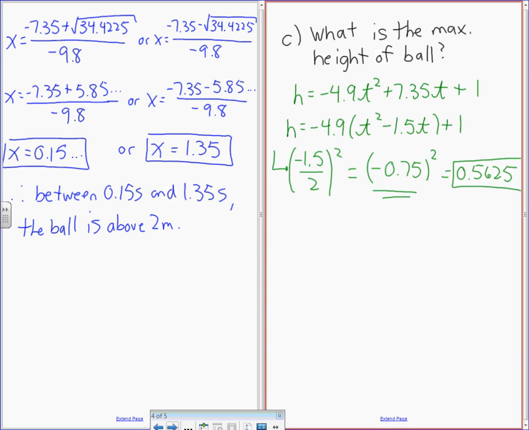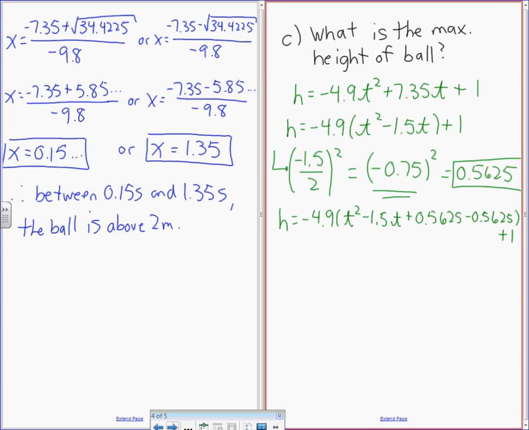Alright, Liam, what do you do next, please? Yeah, so I take the box number and add and subtract it. So it's going to be h equals negative 4.9 t squared minus 1.5 t plus 0.5625 minus 0.5625 plus 1.